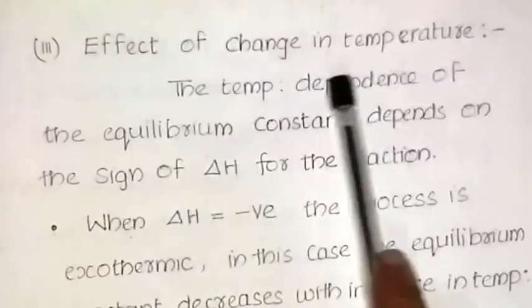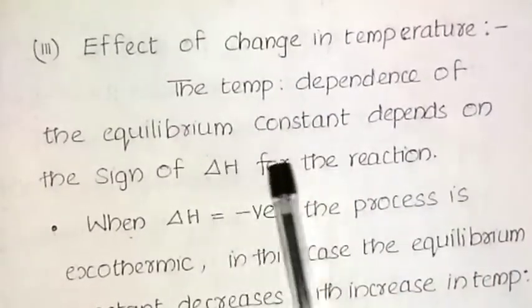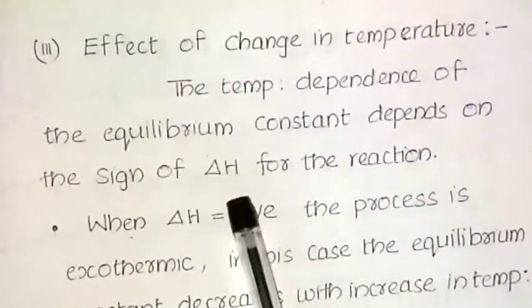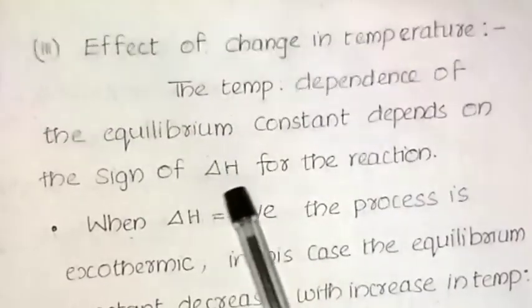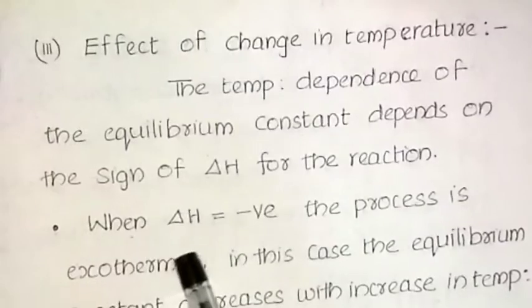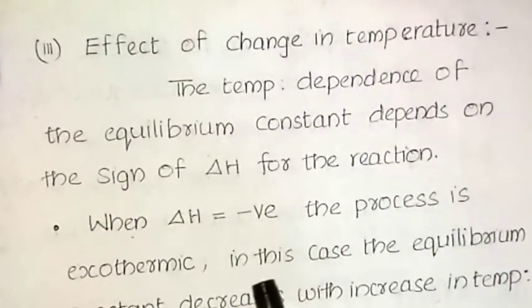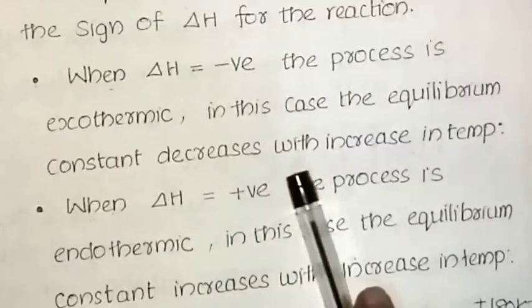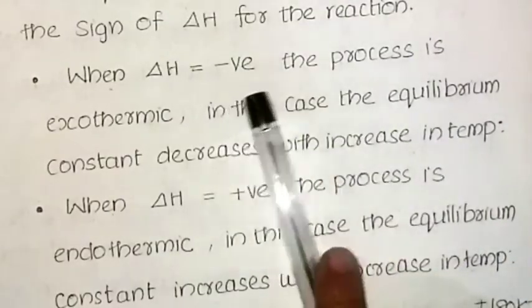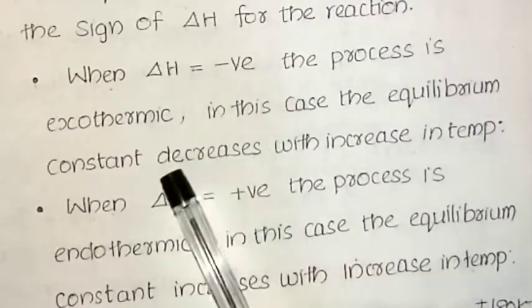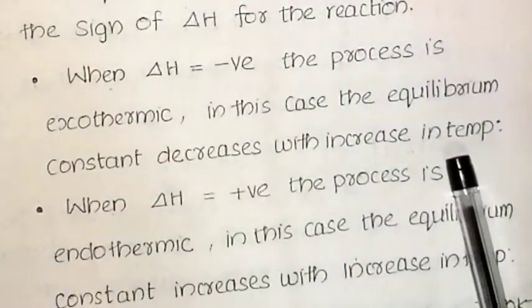Next, effect of change in temperature. The temperature dependence of the equilibrium constant depends on the sign of delta H for the reaction. You know, delta H is the change in enthalpy. When delta H is negative, then we know the process is exothermic. In this case, the equilibrium constant decreases with increase in temperature.